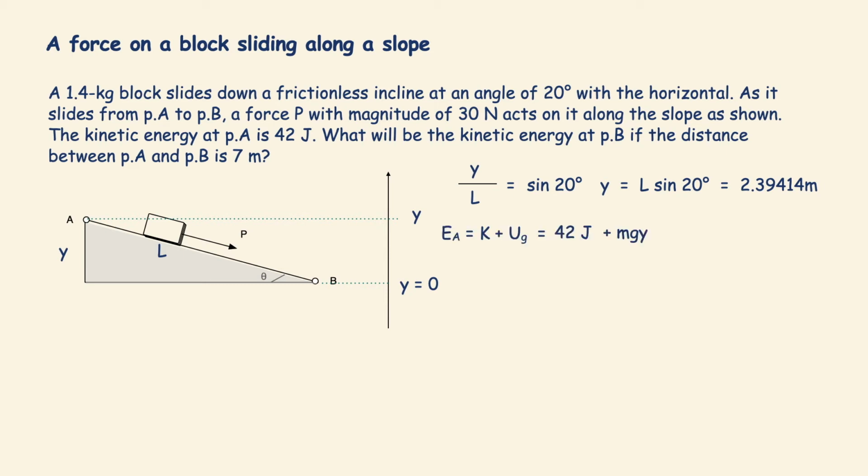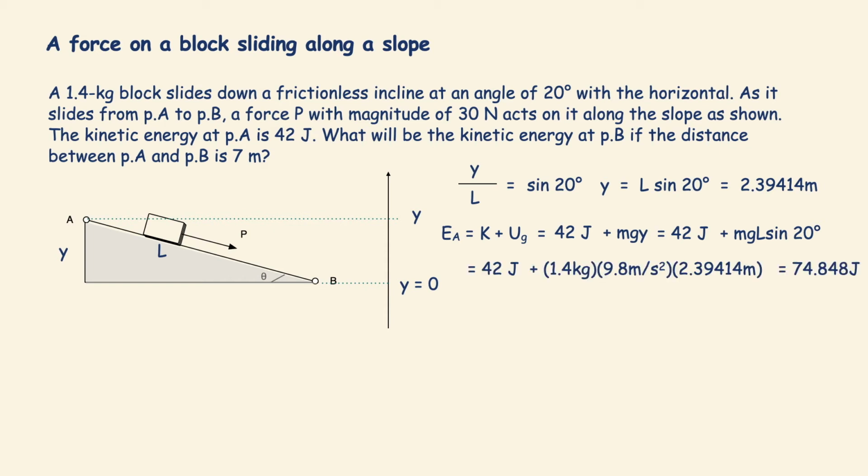Let's look at the total mechanical energy at point A. Kinetic plus gravitational potential will give me 42 joules according to the problem. That is the kinetic energy at point A, plus mgy, that's the expression for the potential energy. I just calculated what y here is. That's L sine theta or sine 20. So I can write 42 joules plus mgL sine 20.